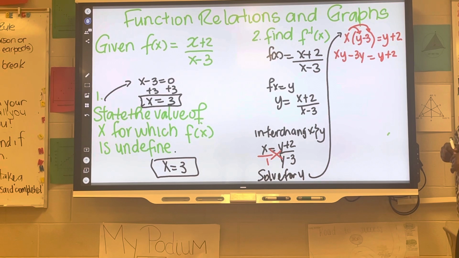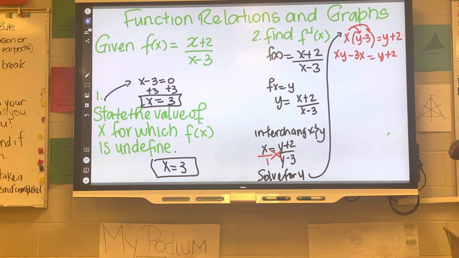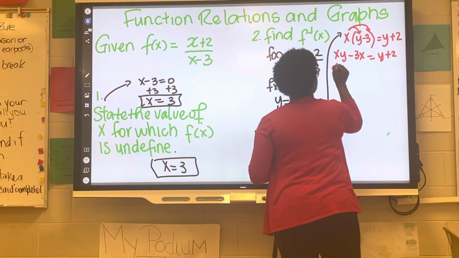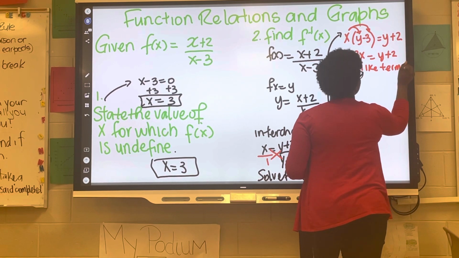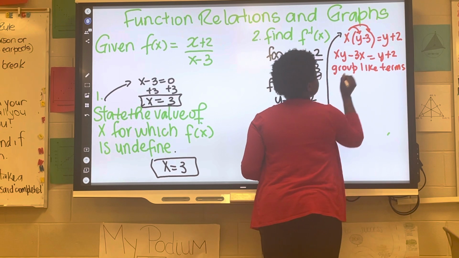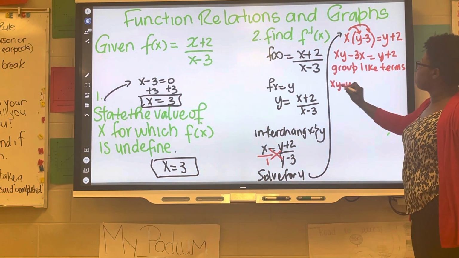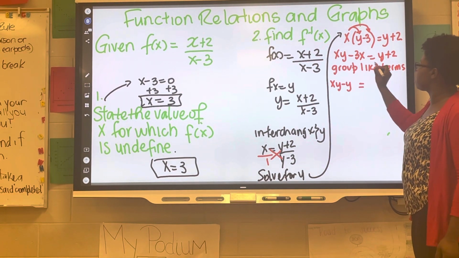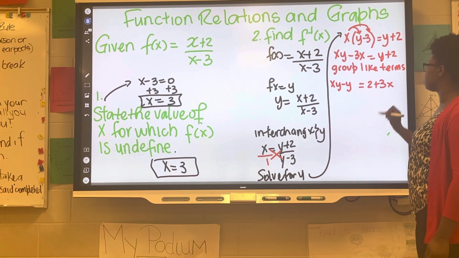Now we have 3x. My bad, 3x is equal to y plus 2. Now we have terms on opposite sides, so we need to group all like terms. So I'm going to make a note here: group like terms. So it's a positive y, we subtract y from both sides, and then we add 3x to both sides. So we add 2 plus 3x, or 3x plus 2.